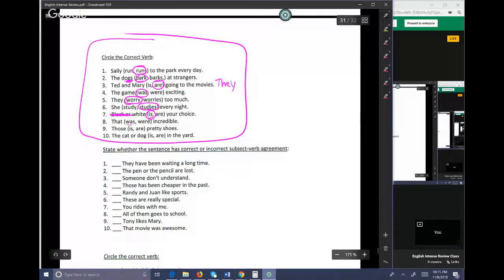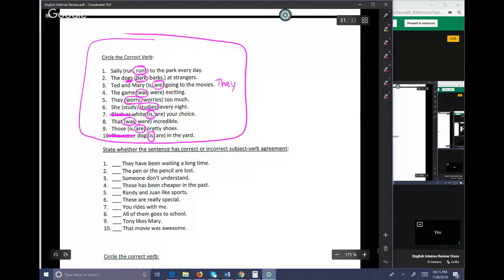That was incredible because that is singular. Those is plural. So those are pretty shoes. The cat or dog. So again, we have or. Or is going to cause us to pick just the subject close to the verb, which in this case is dog. So dog is in the yard.